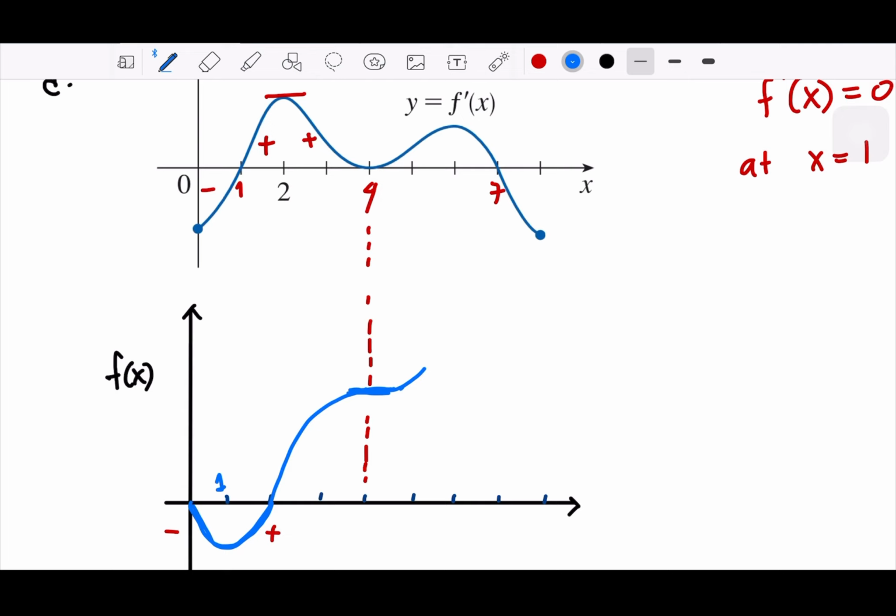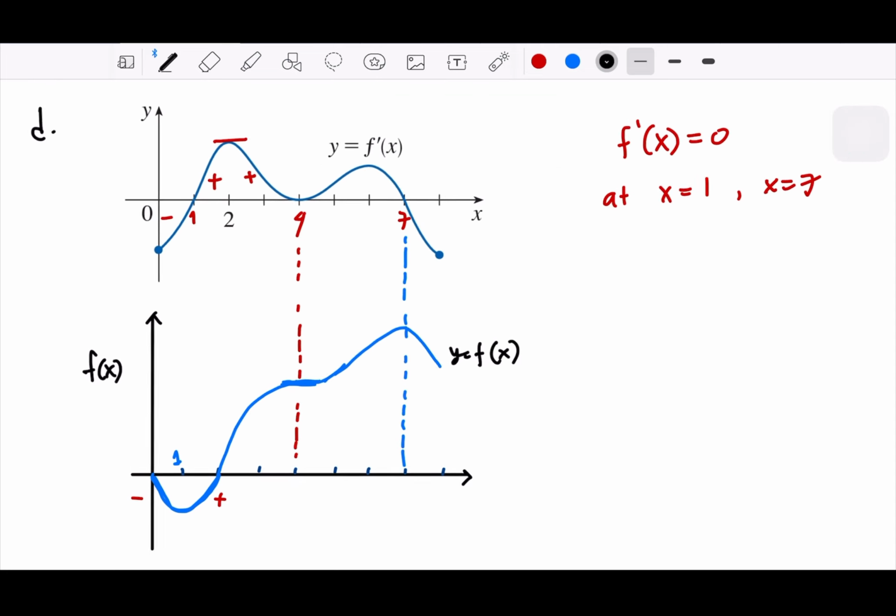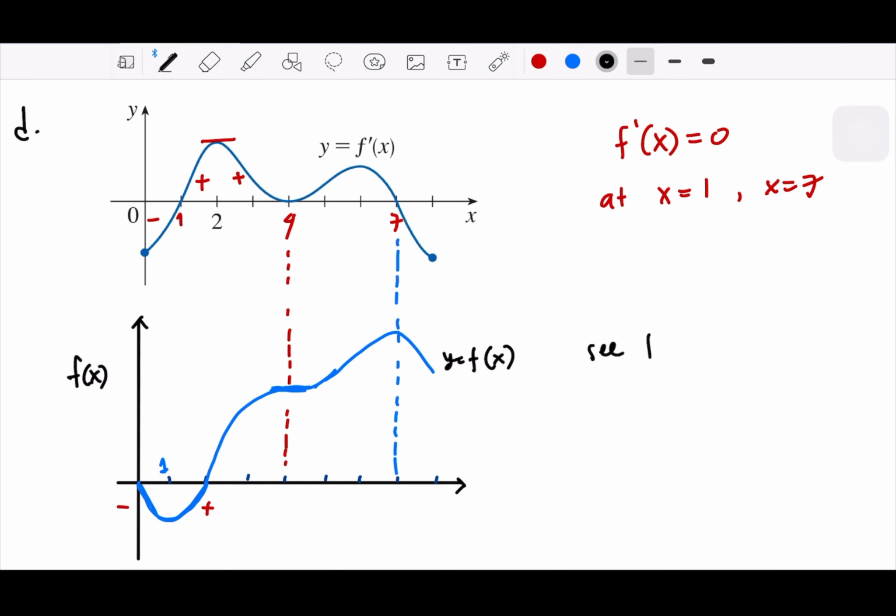Increasing until 7. Where is 7? Let me draw the 7 here. Increasing until 7, and then after 7 it's going to be minus, so it's going down. So that will be our y equals f of x. Okay, so the idea: see the slope. That's the essential.